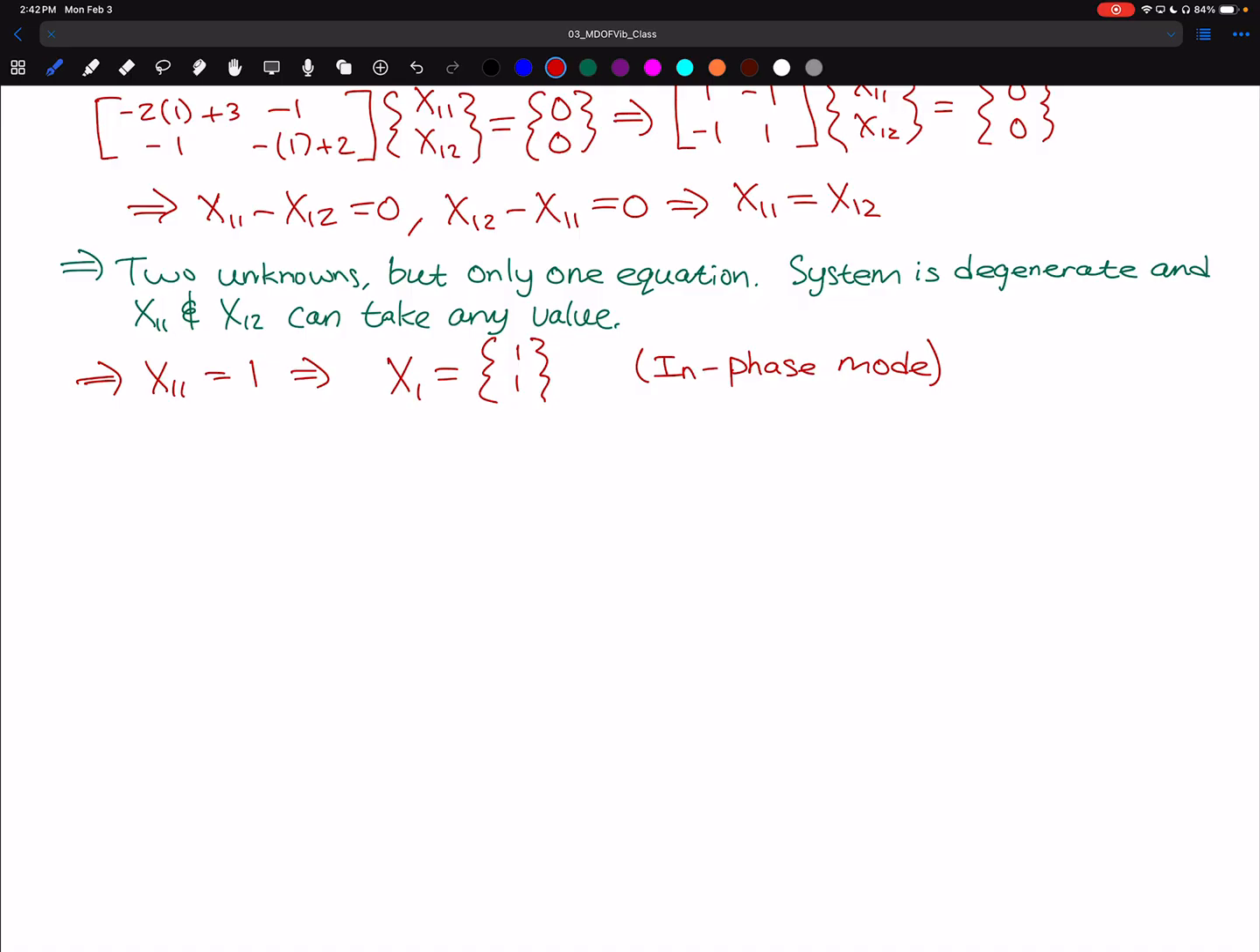We're going to do the same thing for lambda 2, which is equal to 5 over 2. In this case, we're going to plug this in. We'll get minus 2 times 5 divided by 2 plus 3, minus 1, minus 5 over 2 plus 2. Oops. In this case, multiplied by x21, x22, that's our second mode shape and the two components of it, equal to 0, 0.